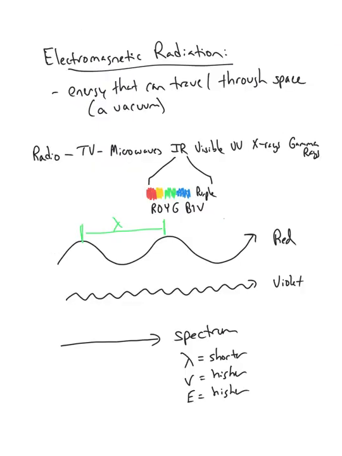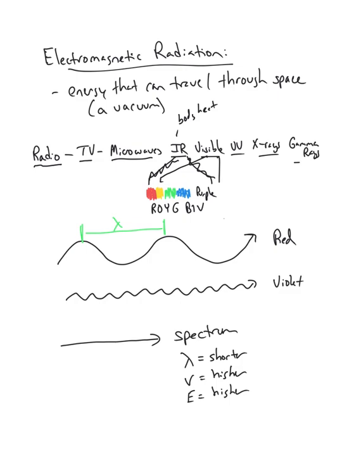Electromagnetic radiation, this is a page you don't have, but you can easily look it up on Google. Electromagnetic radiation is any energy source that can travel through space, a vacuum. The spectrum goes from radio waves to TV, microwaves, infrared, which is body heat. You glow in the infrared spectrum because you give off body heat. The visible light spectrum, UV, X-rays, and gamma. Visible light then is broken down into red light all the way to purple light.